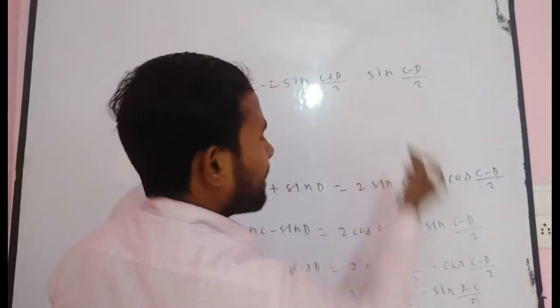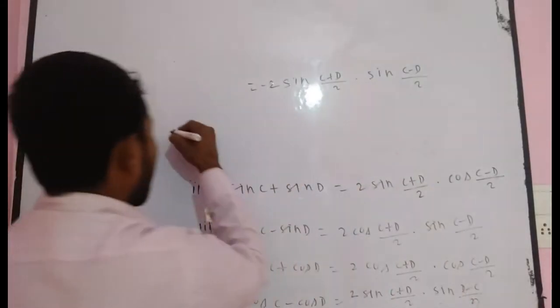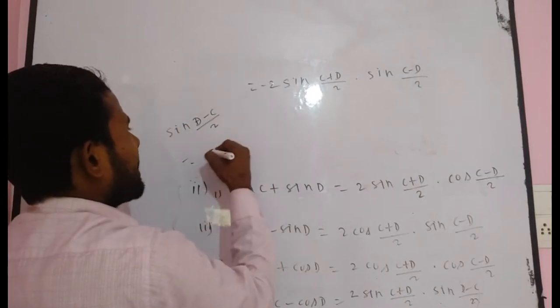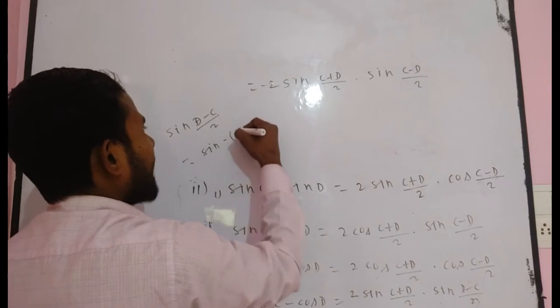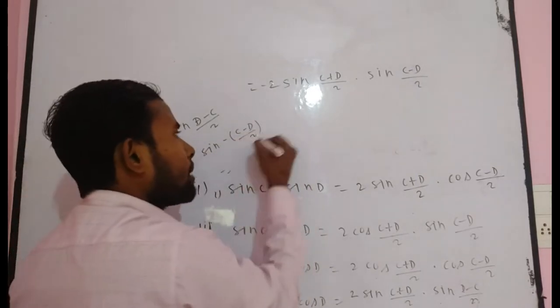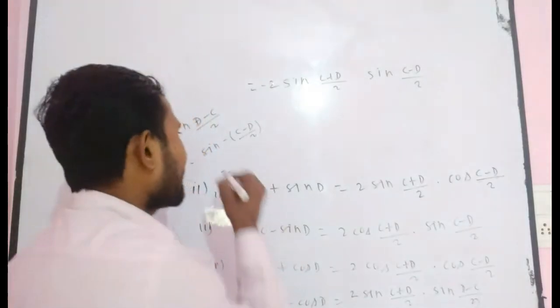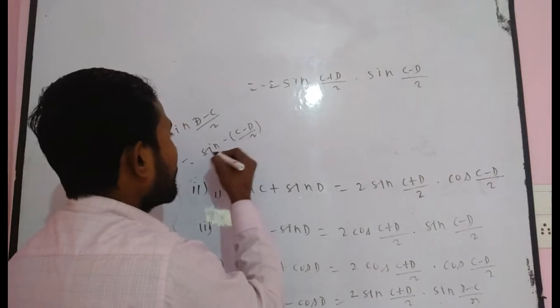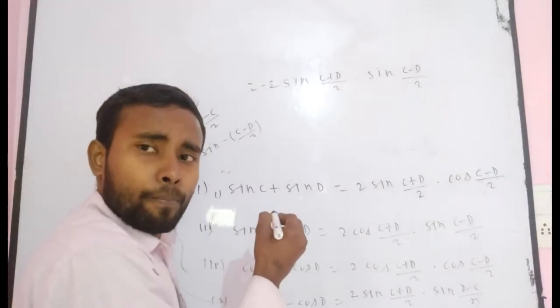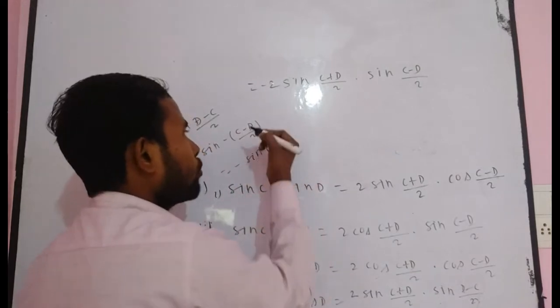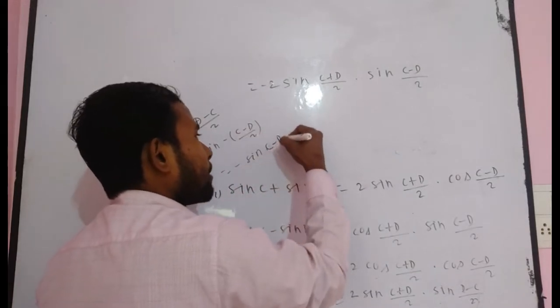I am doing nothing here, just as you know, sin (d minus c)/2 can be written as sin of minus (c minus d)/2. If you suppose (c minus d)/2 is equal to theta, then it will be sin of minus theta, and you already know that sin of minus theta will be minus sin theta, so you can write it as minus sin (c minus d)/2.